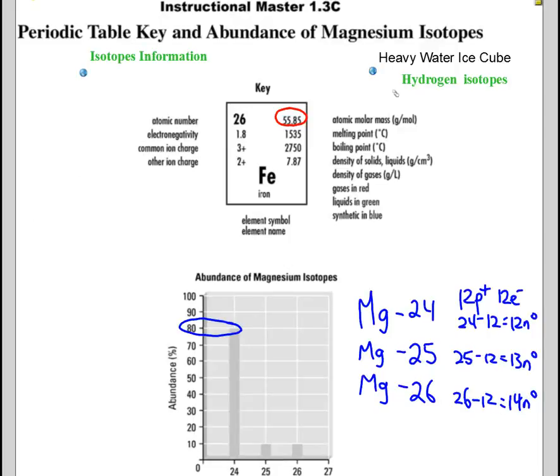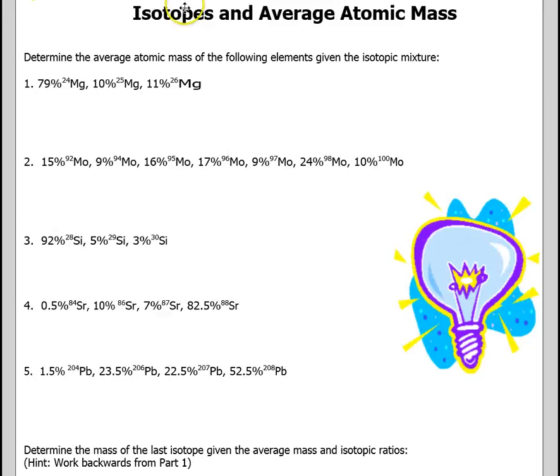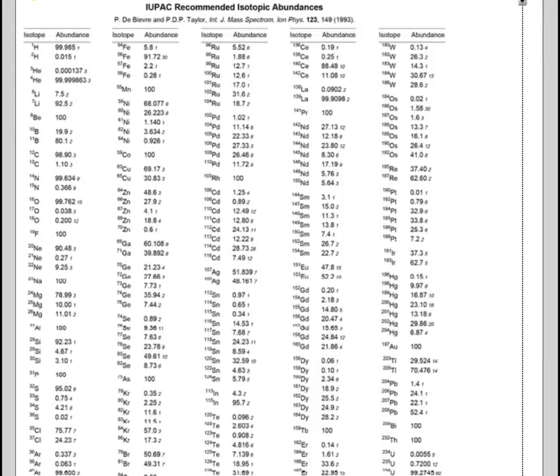So it's a weighted average. I'm going to go to this last worksheet here and just go through one example, and then in class we can work on this some more. So how do you calculate the average atomic mass? Well, you need to know what the isotopes are and how heavy they are, and you also need to know their percentage abundances. So a chart similar to something like this, or something that could be accessed on the internet.